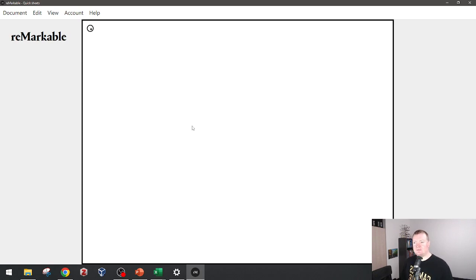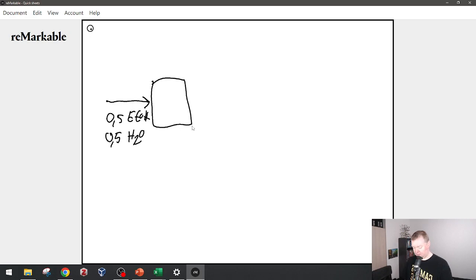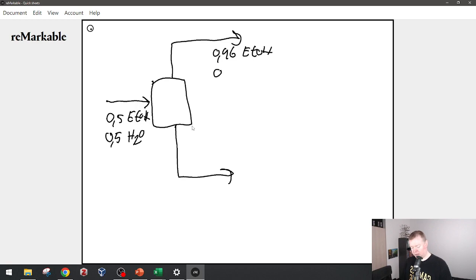But one of the things I've seen many of my lovely students make a mistake about is, let's say that I have a box and I'm sending in something. Let's say I'm sending in 0.5 of ethanol and 0.5 of water. And then I have two streams exiting here, top and bottom. And maybe I then say, well, up in the top stream here, I have 96% ethanol. And that leaves me with 4% of water. And let's just say, let's make it easy for me, I'm sending in 100 kilograms into this system.